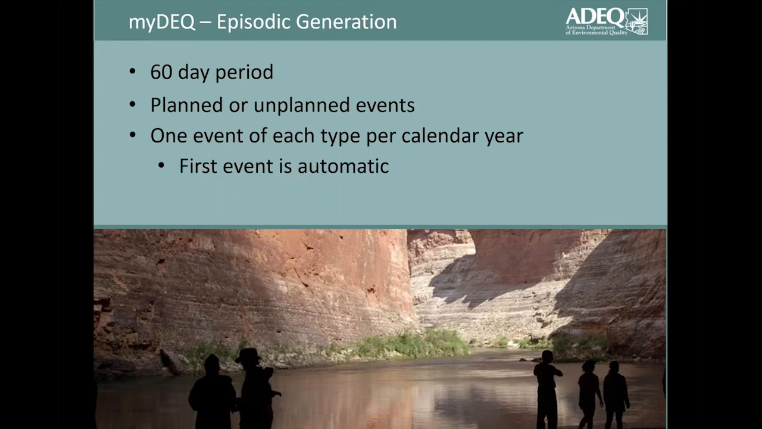And the first event is generally automatic because that's the planned event. The second event, you have to petition ADEQ because that's usually the unplanned event, and we need to make sure in an unplanned event that it meets the requirements of an unplanned event.